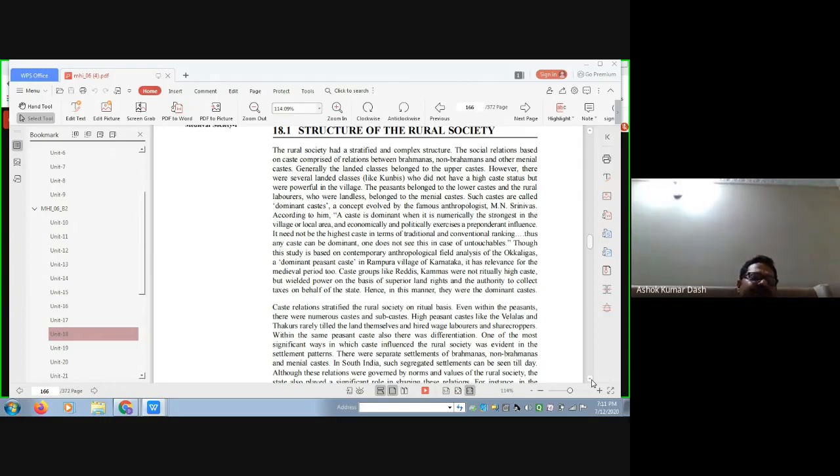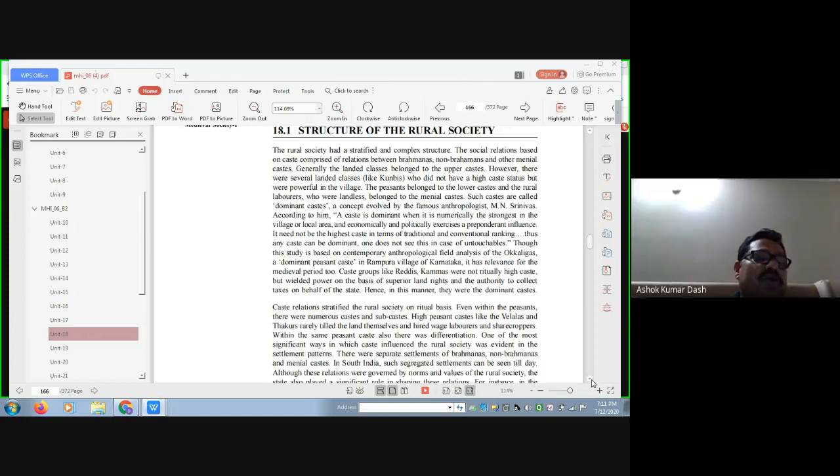And if a caste is dominant in the area, then it can exercise its influence economically and politically. Though this study is based on a contemporary anthropological field analysis of the Okkaligas, a dominant peasant caste in Rampur village of Karnataka, it is relevant for the medieval period too. Caste groups like Reddis and Kammas were not ritually high caste, but wielded power on the basis of superior land rights and the authority to collect taxes on behalf of the state. Hence, in this manner, they are dominant castes.